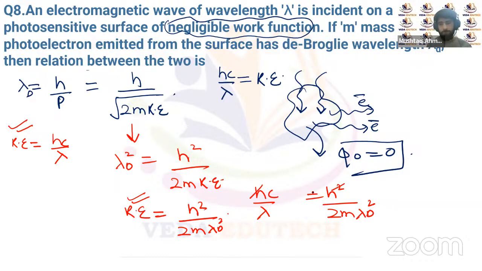So from here, the value of lambda, that's the wavelength of the incident photon, in terms of the de Broglie wavelength of the photoelectron emitted, will be equal to 2m lambda d square multiplied by c upon h. So this will be the relation between the de Broglie wavelength and the wavelength of the incident ray of light.